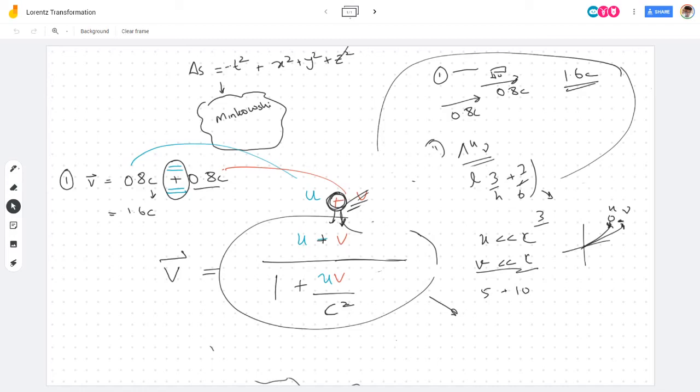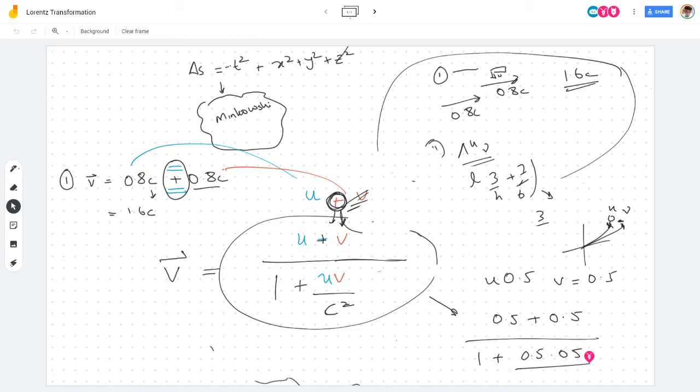What happens now when u is, let's say, 0.5 and v is also 0.5? You plug it into this, and you see that 0.5 plus 0.5 divided by 1 plus 0.5 times 0.5 gives 1 divided by 1.25. So you get a new velocity. We're taking it like u is 0.5 times c. You can work this out.